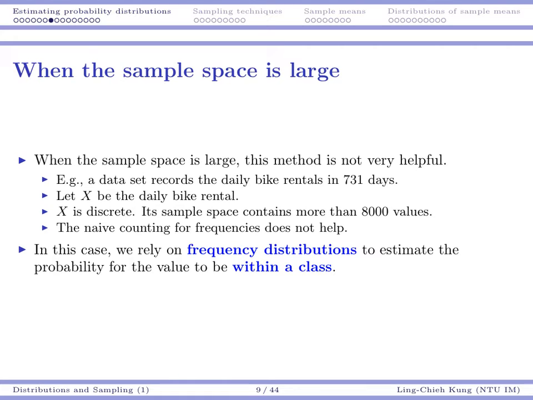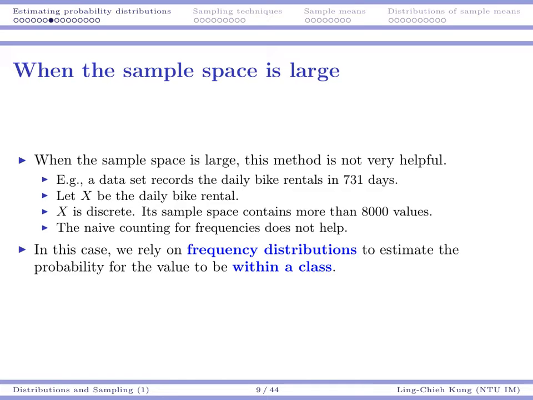Okay, let's continue. So in the previous video, we know if we have a random variable and we want to estimate its distribution, and we are lucky that the sample space is small, then just count, for each value, the proportion of the observed data, and then we're done. But when the sample space is large, then it's not that easy.